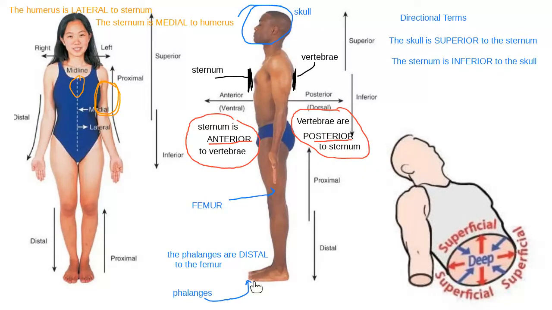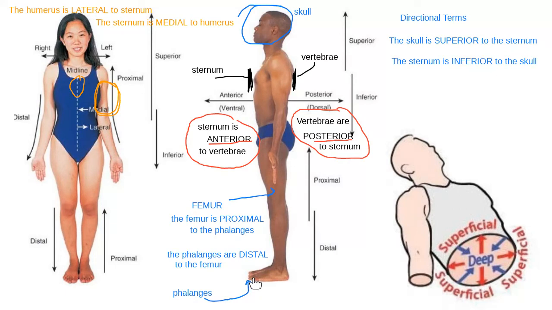So the phalanges are distal to the femur. The femur is closer to the hip than the phalanges are. So what's the word that I would use then if I said the femur is blank to the phalanges? What's the word I use now? The femur is, yeah, absolutely, proximal to the phalanges. The femur is closer to where we attach, because it's actually there, compared to the toes.